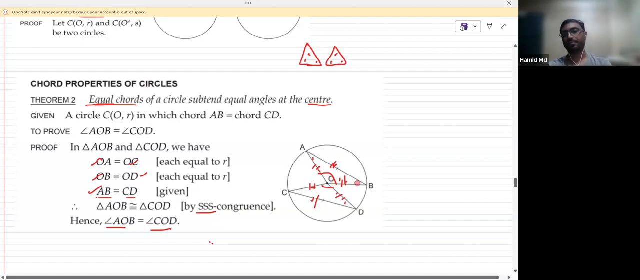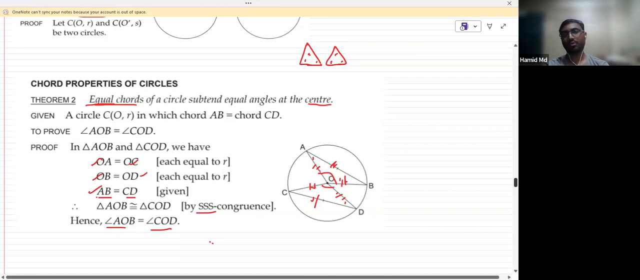Okay, so what was the second theorem? That equal chords of a circle subtend equal angles at the center. So what could be its opposite statement? Unequal chords of a circle subtend unequal angles at the center. Of course, that's true.